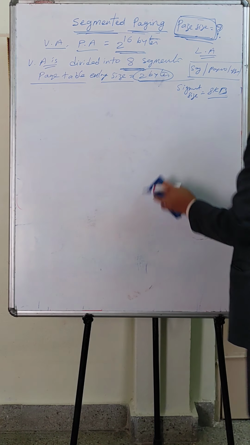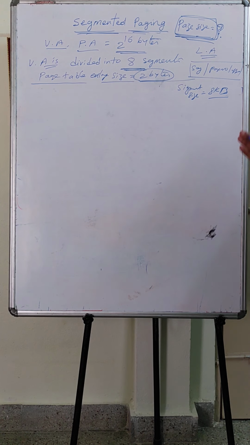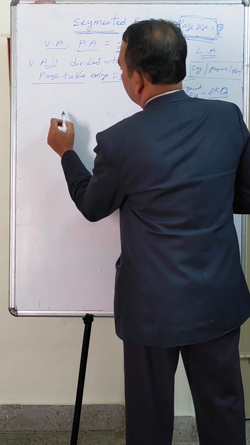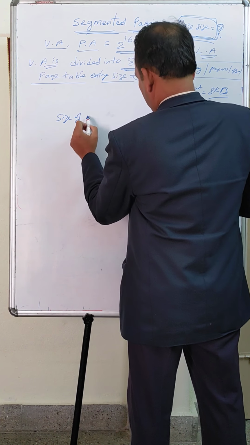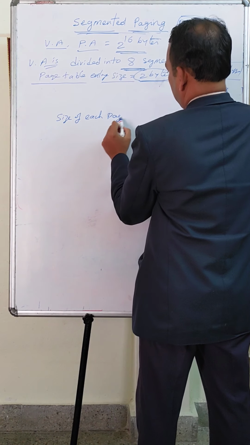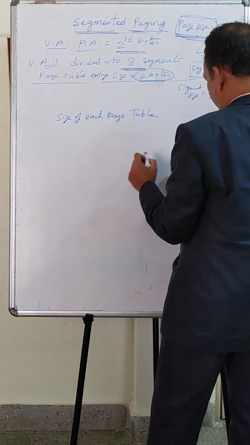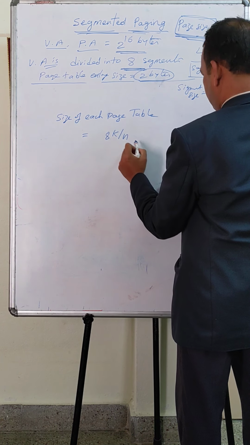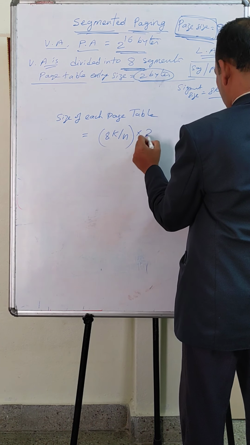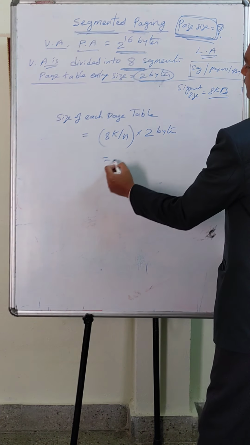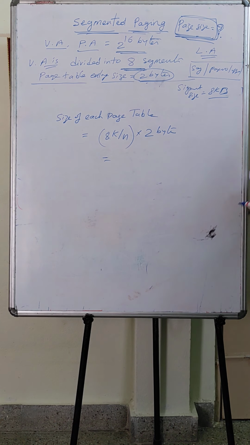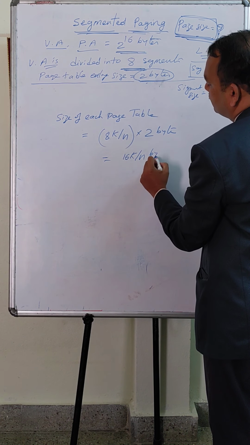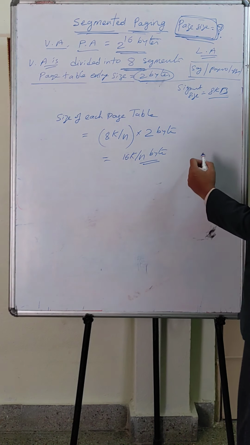Size of the page table, how can we calculate? Number of entries, into each entry 2 bytes. The size of each page table is equal to the number of entries. Just now we saw 8K by n, into 2 bytes, since each entry is 2 bytes as given in the question. This is 16K by n bytes. This is the page table size.